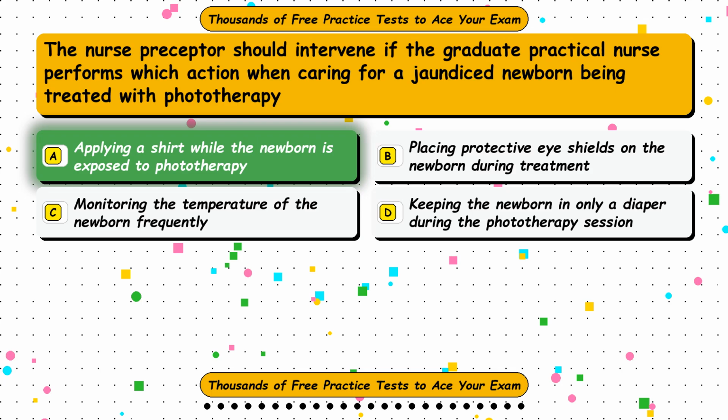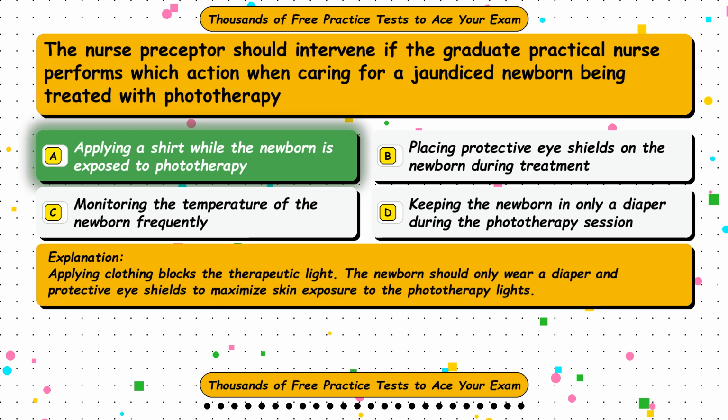The correct answer is option A, applying a shirt while the newborn is exposed to phototherapy. Applying clothing blocks the therapeutic light. The newborn should only wear a diaper and protective eye shields to maximize skin exposure to the phototherapy lights.